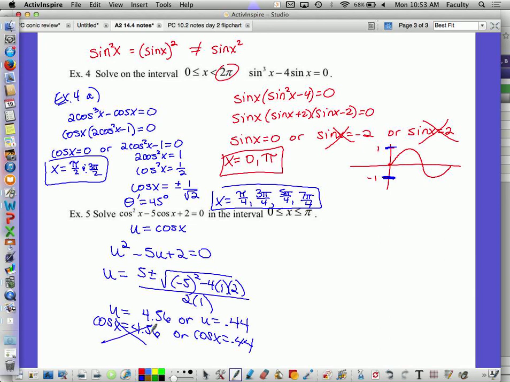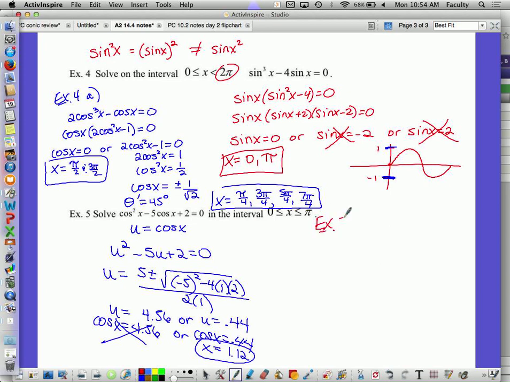So we're going to cross that one out. Now here, I'm going to use my calculator. And you're going to do second cosine 0.44. And that's going to give me 1.12. And that's first quadrant, and because cosine is positive in first and fourth, and I needed an answer between 0 and pi, I'm done. Okay?